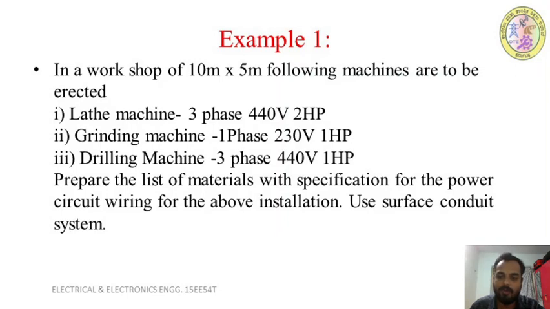Use surface conduit system. Here one workshop is given. What is the dimension of that workshop? 10 meter into 5 meter. In that workshop, these 3 machines are going to be installed: a lathe of 2 HP 3 phase machine, a grinding machine of 1 HP single phase machine, and a drilling machine of 1 HP 3 phase machine. These 3 machines have to be erected in a workshop of dimension 10 meter into 5 meter.